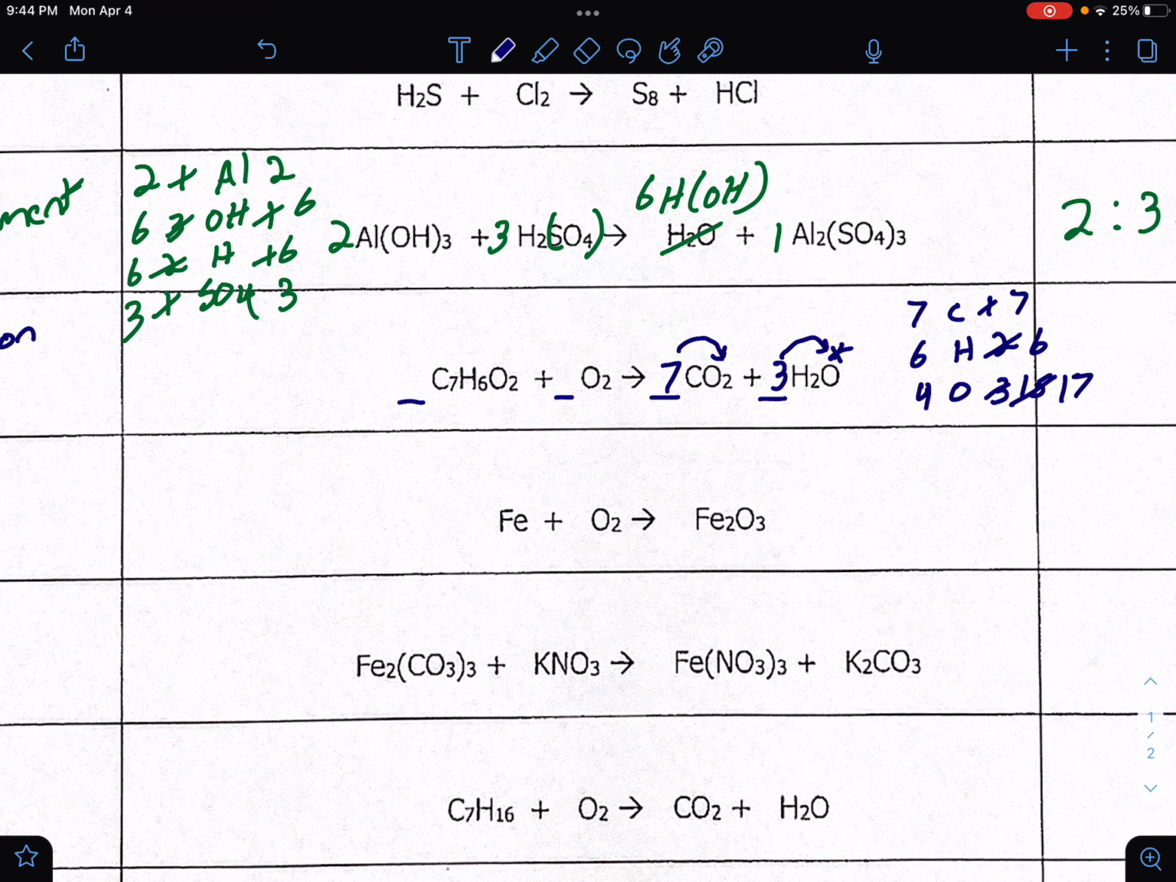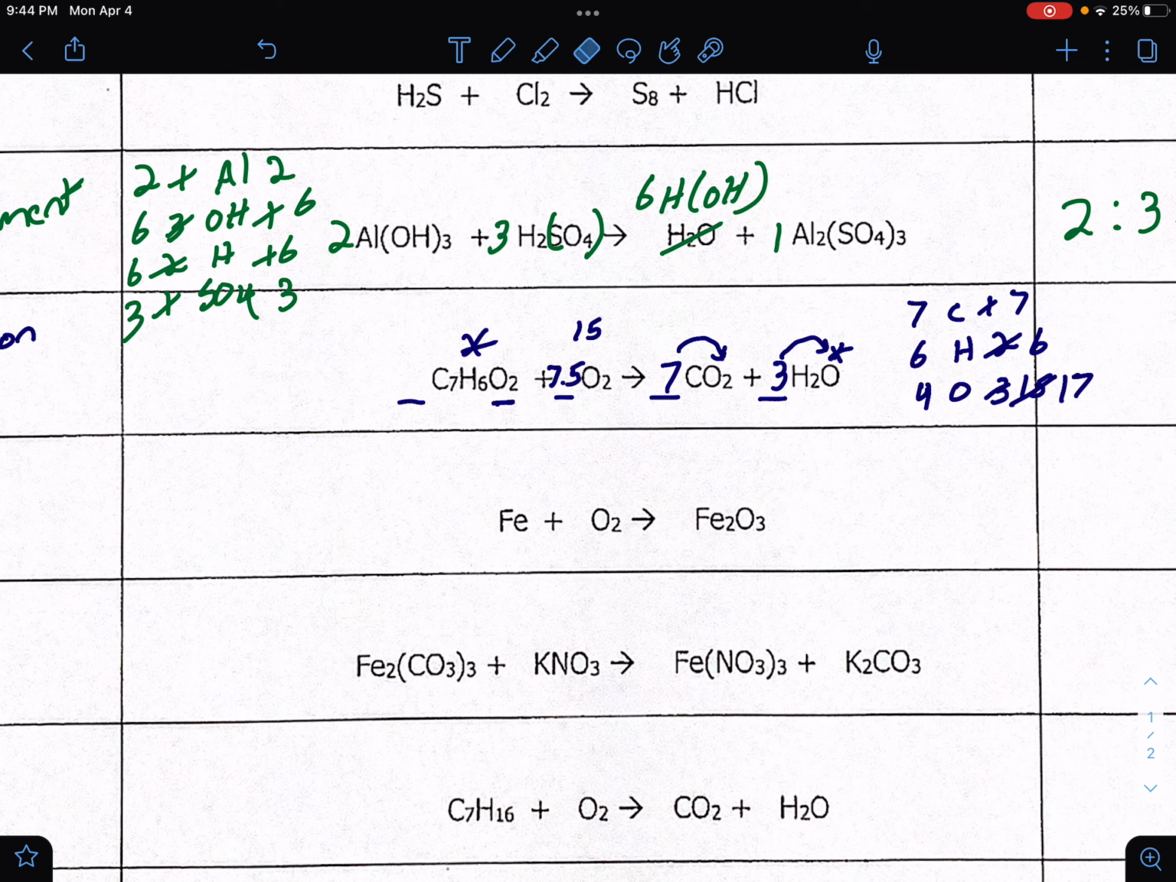Okay, so now I've got to fix my oxygens on the left. So again, the last thing I want to do is touch that. So I'm going to leave that 2 the way it is. I'm going to leave those 2 oxygens there. So 2 plus what would give me 17? That would be 15. So that means whatever I have over here needs to be a total of 15. So if you took 15 divided by 2, I would need to multiply this by 7.5.